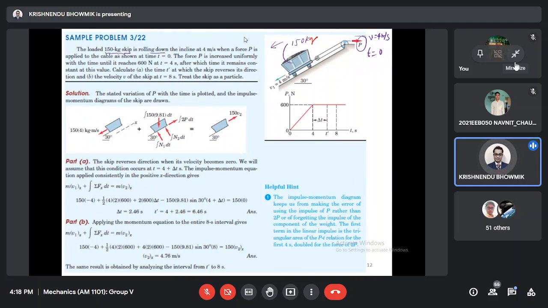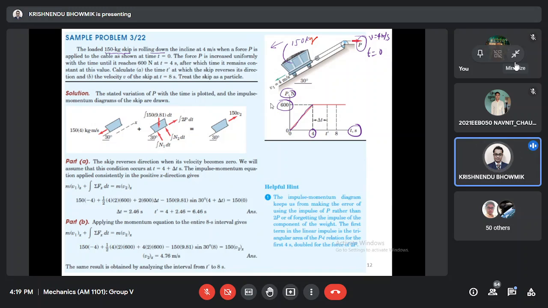The force P has been increased uniformly with time until it reaches 60 Newton at t equal to 4 seconds. Initially it was 0, and at t equal to 4 seconds, P was 60 Newton. It is monotonically, uniformly increased until it reaches 60 Newton, after which it remains constant at this value.